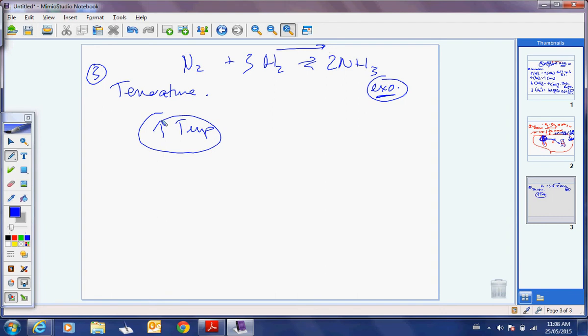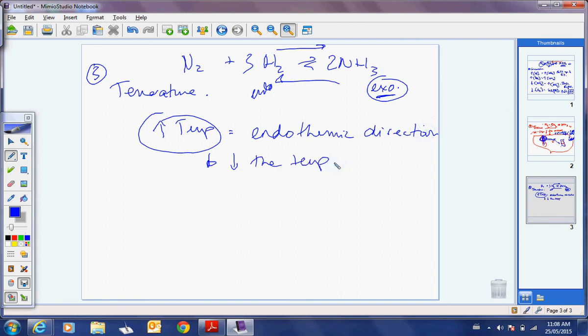And you've just made it hotter. It wants to restore equilibrium. So what does it do? It goes the endothermic way. So this way must be endothermic. So if you increase the temperature, it will undergo the endothermic direction to decrease the temperature and restore balance again. And so for this reaction, that means I will make more N2 and more H2, and I will be using up the ammonia.